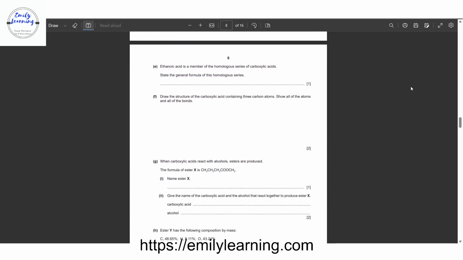Moving on to E, ethanoic acid is a member of the homologous series of carboxylic acids. State the general formula of this homologous series. The general formula of carboxylic acids is CnH2n+1COOH, and remember that n starts from 0. Draw the structure of the carboxylic acid containing 3 carbons, showing all the atoms and all the bonds. If you want a carboxylic acid containing 3 carbon atoms, then n will be 2, because there are 2 carbons here plus 1 carbon here, total is 3. So when n is 2, you have C2H5COOH, so 2 plus 1, 3 carbons altogether.